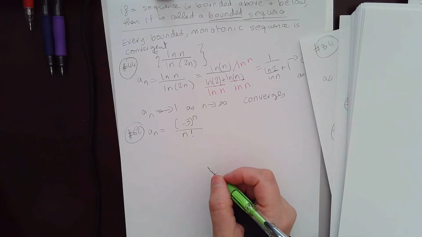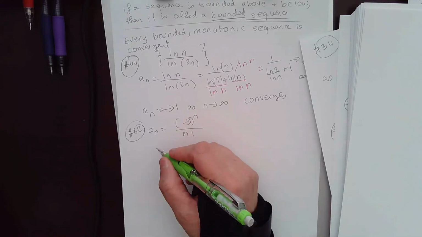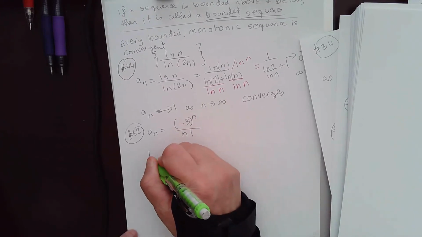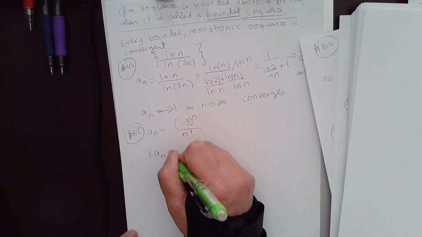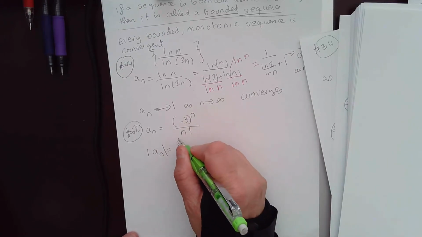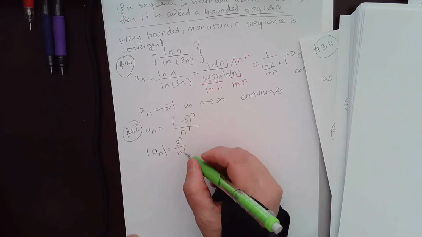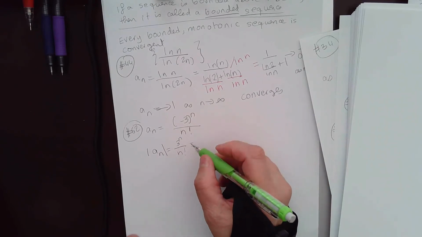Okay, so let's take a look. What if we take the absolute value of an? What is the absolute value of an? That is 3 to the n over n factorial. And that is equal to, what is this?